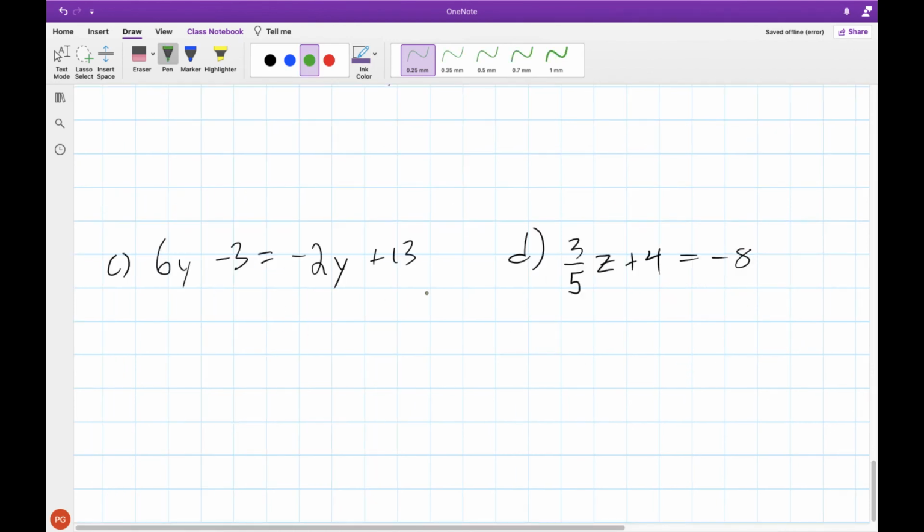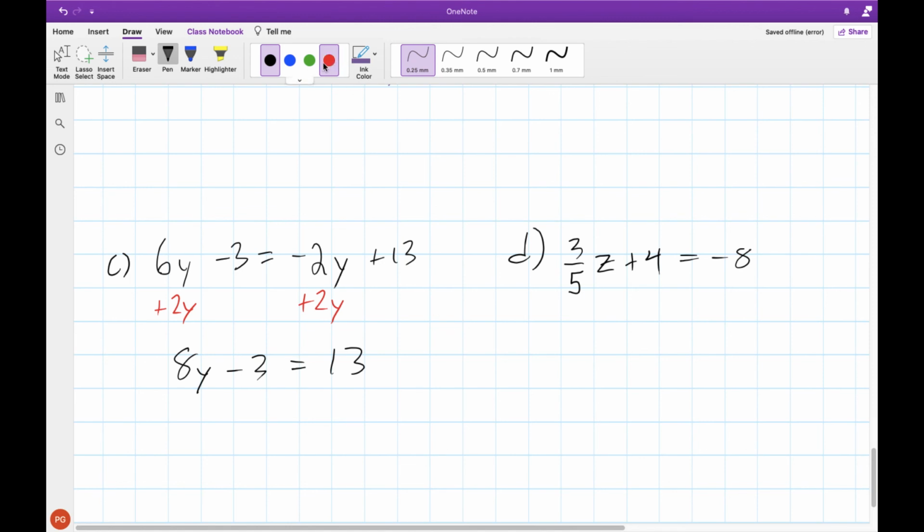For part C here, like what we've seen in the past, there are 2 different ways we can move our variables onto the left and our numbers onto the right, or the numbers onto the left and the variables onto the right. Either way you do this, you'll get the right answer. In this case, let's move the variables onto the left-hand side. In our first example, we did moving them onto the right-hand side, so let's move it onto the left. So that means I want to get rid of this 2y, this -2y here. So I would add 2y to both sides. That would give me 8y minus 3 is equal to 13.